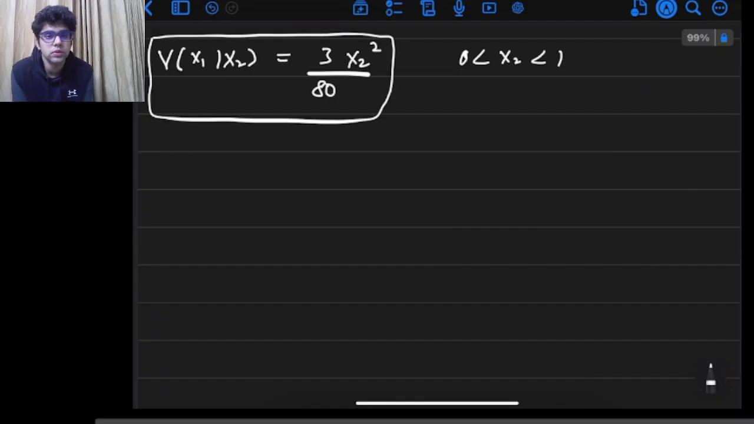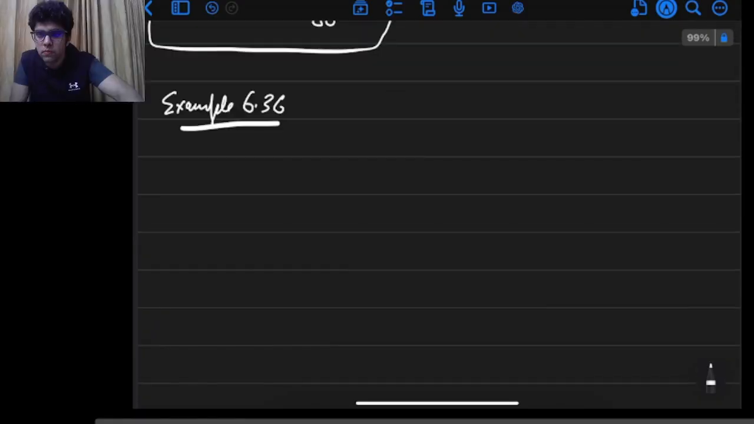So this was the first question that I was going to discuss, and now that we have discussed this question, I'll be moving on to the second question. Right, so let's start with the second question now. So example 6.36.